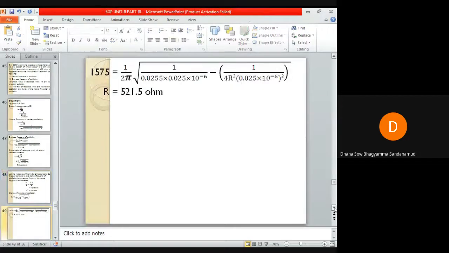So I have substituted all the values here: L value, C value, 4 into R square into C value. I have simplified it and I have got 521.5 ohms. So 521.5 ohms resistance will give no transient oscillations at 1/4 of the natural frequency of oscillation.